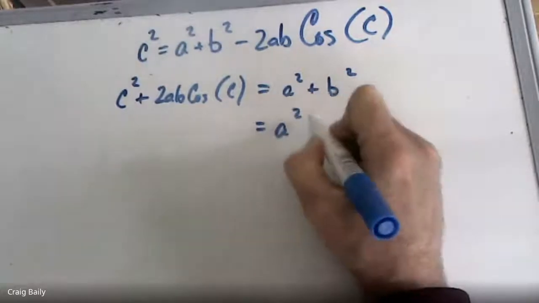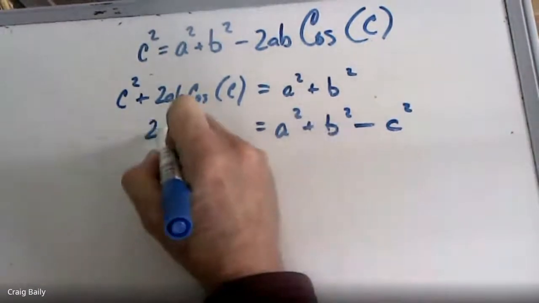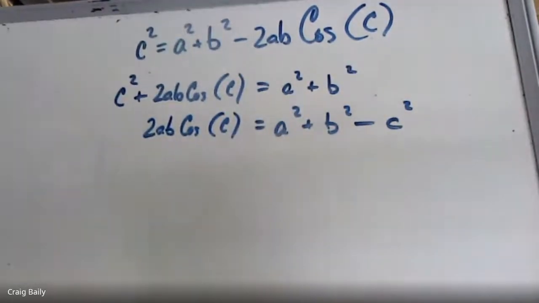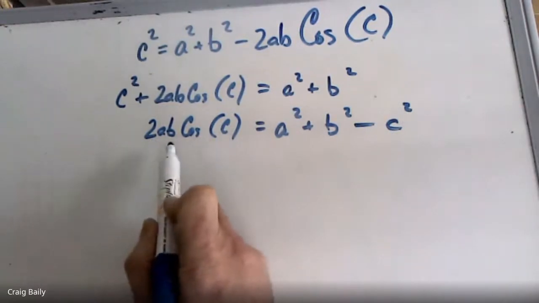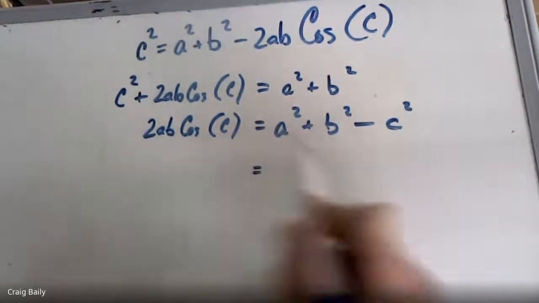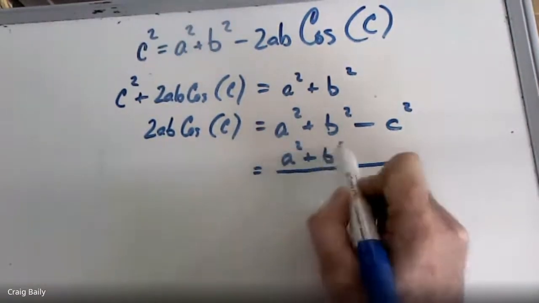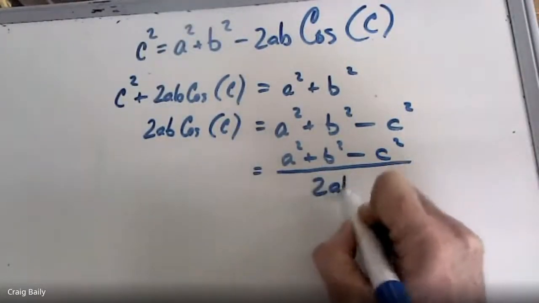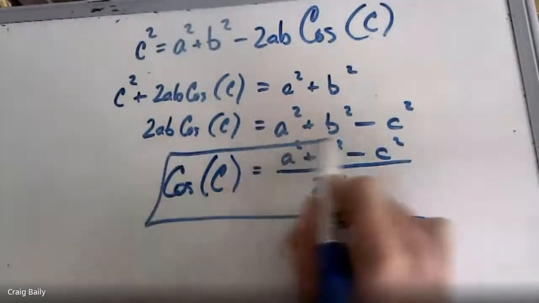Now my a squared plus b squared is going to be minus c squared, and that's going to now have the 2ab cosine of angle C there. So again, the goal is I want to get this cosine of C all by itself. Now 2ab means 2 times a times b times the cosine of angle C. Well, how do you undo all that multiplication? Hopefully you're thinking division. So my a squared plus b squared minus c squared, instead of timesing 2ab, is now divided by 2ab. There is the cosine of angle C all by itself.